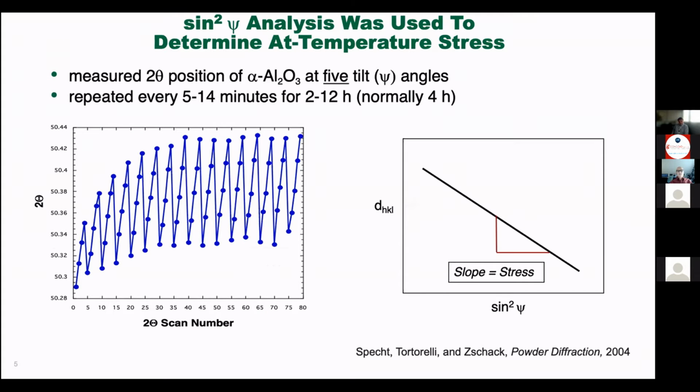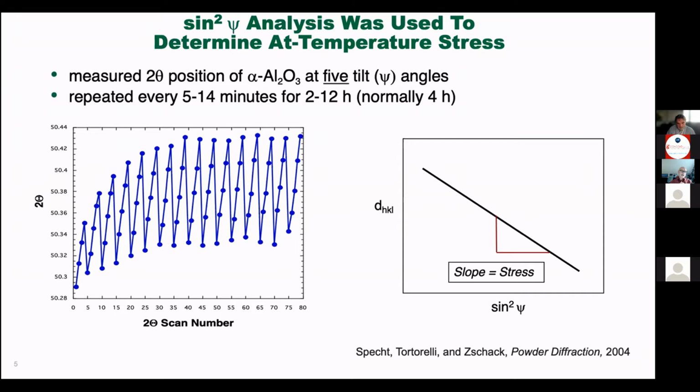The way we did this is by a well-known technique in the diffraction community called sine square psi analysis, which means we measured the 2 theta position of a particular alpha alumina HKL line at 5 different tilt angles, and repeated this every 5 to 14 minutes, usually for around 4 hours, but anywhere from 2 to 12.